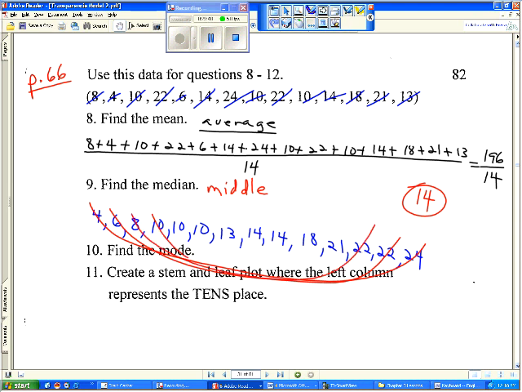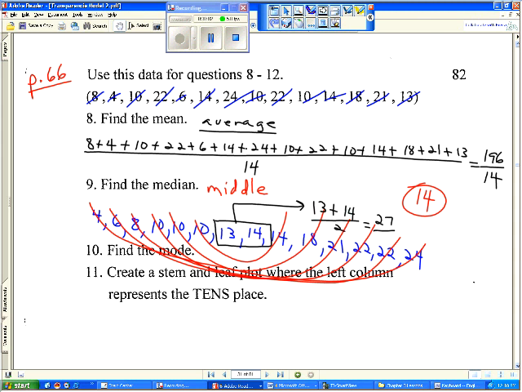Left, right, left, right, left, right, left, right, and there are 2 in the middle. If there are 2 in the middle, then the median is the average of those two. So we take 13 plus 14 divided by 2, which is 27 divided by 2, which is 13.5, 13 and a half, or you can leave it improper, 27 over 2. Any questions on that?